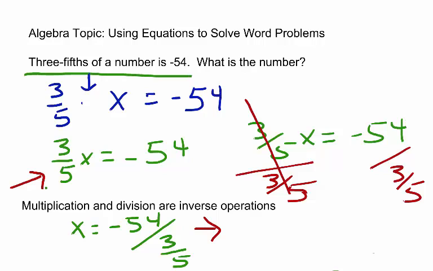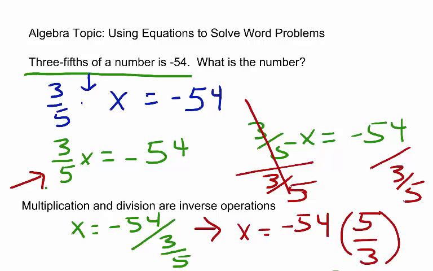We turn our division problem into a multiplication problem by multiplying the fraction 3/5, flipping it to its reciprocal and multiplying that by -54. In other words, we're going to keep -54. We're going to flip the fraction 3/5 so that it is 5/3. And we're changing our sign from division to multiplication. From here, we can cross cancel.